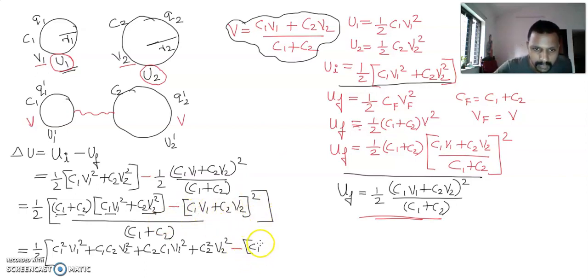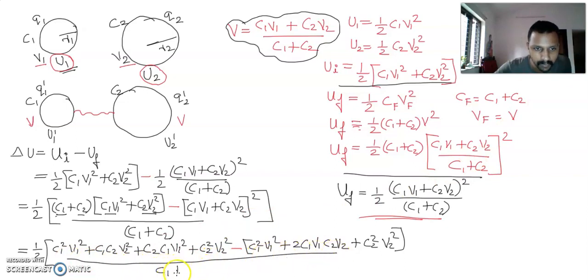That means it is C1 square V1 square plus 2 C1 V1 C2 V2 plus C2 square V2 square. We have expanded it in the terms of (a plus b) the whole square, the whole divided by C1 plus C2. Clear? From which we can take the C1 plus C2 also common out. Then it is 1 divided by 2 into C1 plus C2. They are out of that bracket.